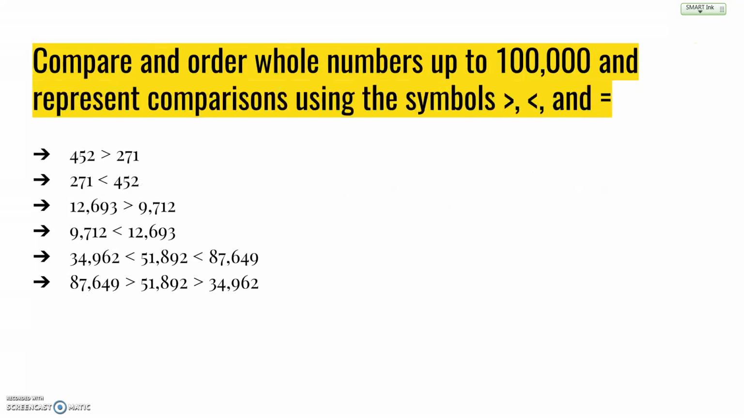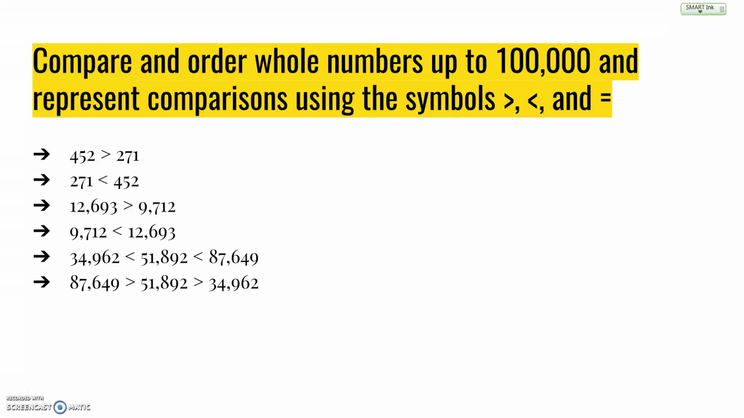They're also going to compare and order whole numbers up to 100,000 and represent the comparisons using the symbols greater than, less than, and equals. And you can see in the first 4 rows that we are just comparing 2 numbers and using the greater than and less than symbol. But on the last 2 rows, we're actually comparing 3 numbers. We're comparing and ordering those numbers, and we could have done more than 3.